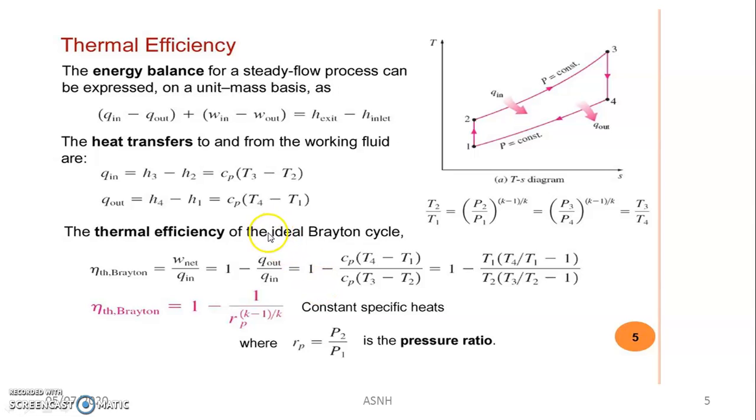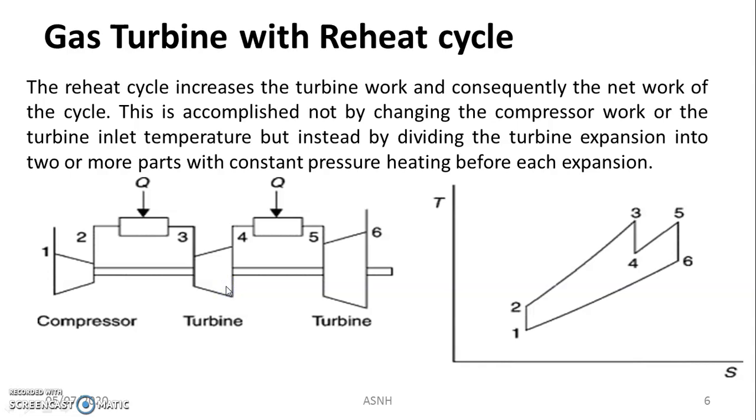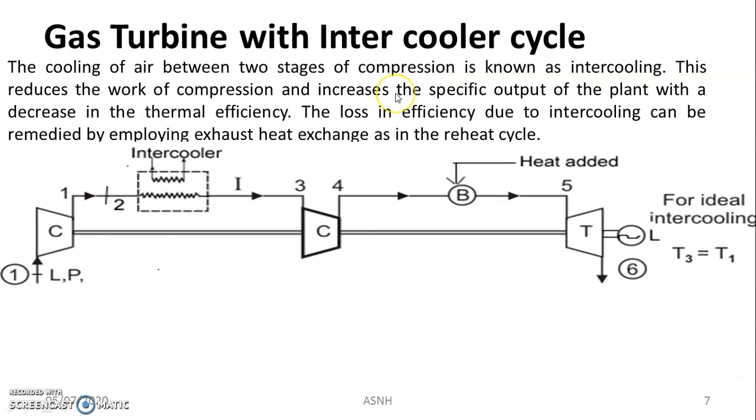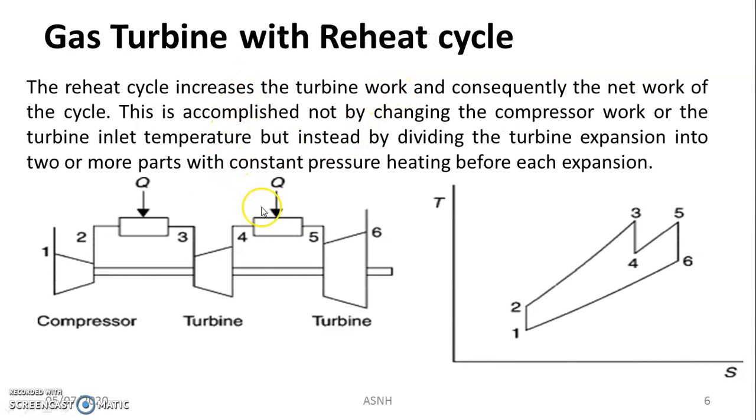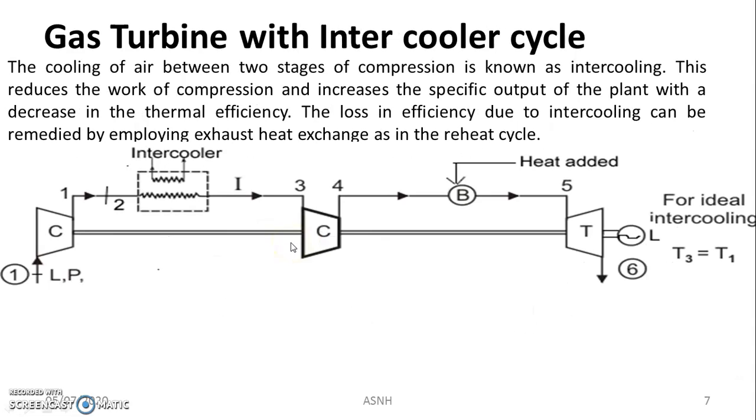First, you must know the formula of the heat supplied as well as the heat rejected. Then you will get directly the work done and heat supplied. When you put the values here, you will get the work done and efficiency of this particular cycle. So there are two modifications of the gas turbine. The first is the reheating cycle and the second is the intercooling cycle. This modification helps you to increase the performance of the turbine, and intercooling helps you to improve the performance of the compressor.